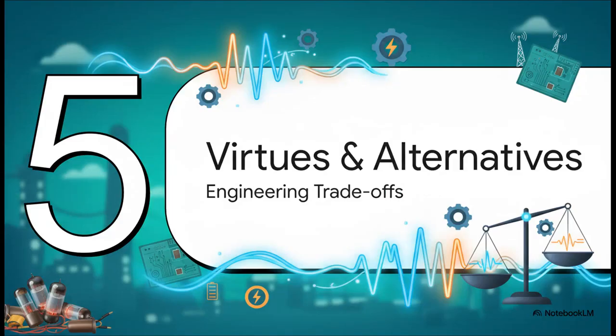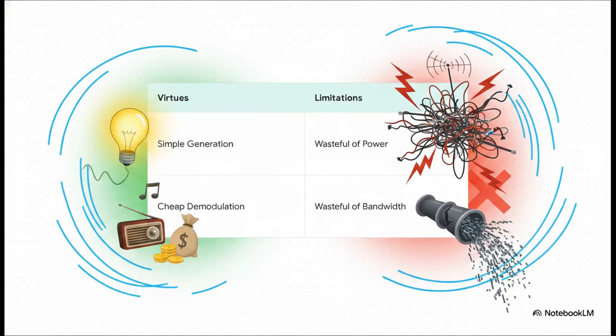Finally, Section 5, Virtues, Limitations, and Alternatives. Let's talk about the big engineering trade-offs. Everything in communication engineering involves a trade-off, right? Looking at the big picture, we face a pretty harsh reality. On the virtue side, generation is simple, and demodulation with that envelope detector is extremely cheap. That gives it a massive commercial advantage.